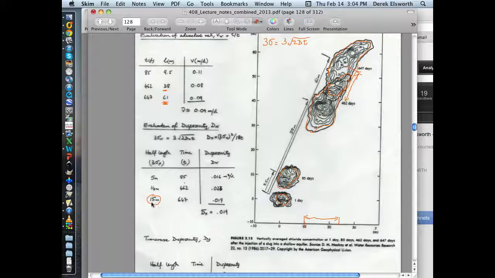So if you know what the magnitude of this length is, you know that it took 647 days to get that big. It started off very small, but by 647 days, then you can just use this expression here to be able to figure out what the value of this dispersion coefficient is, and you evaluate this magnitude. So you get a magnitude, in this case, of dl. This is our dl value, d sub l, longitudinal dispersion.